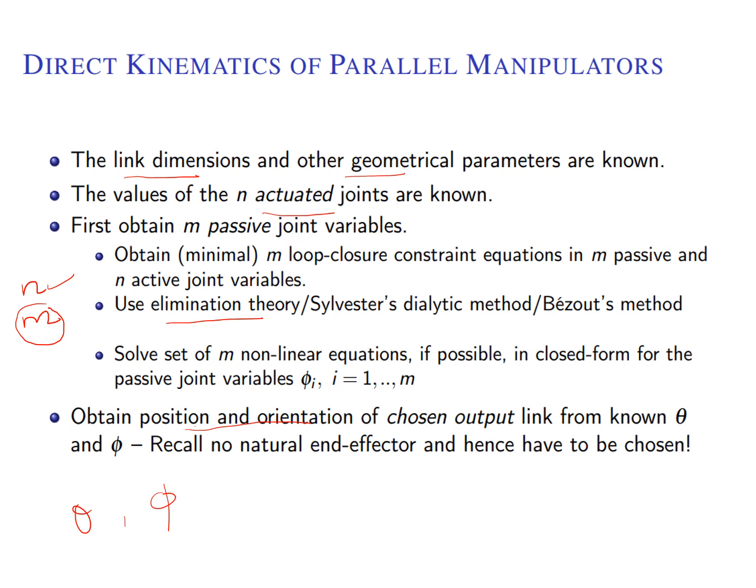So there is no known general method as compared to direct kinematics of serial robots. Why? Because choosing the m loop closure constraint equations, and also finding the minimal polynomial in one passive joint variable, is not always very clear and obvious.